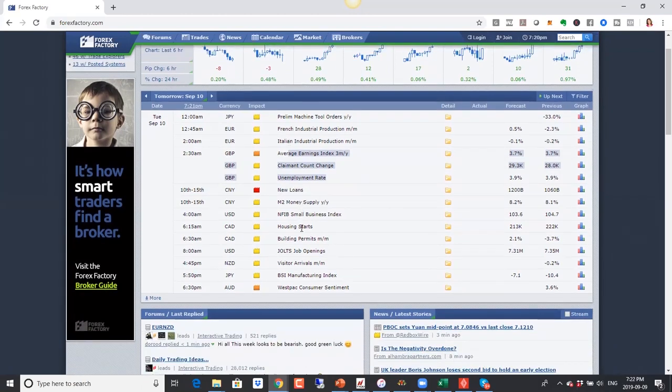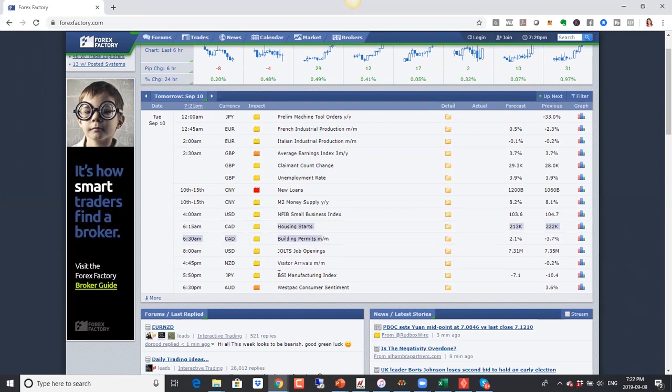And then we also have, for Canada, housing starts and building permits. The housing market is very important, so these numbers could have an impact on Canadian dollar. Again, above expectations will have a positive impact on Canadian dollar, and below expectations will have a negative impact.